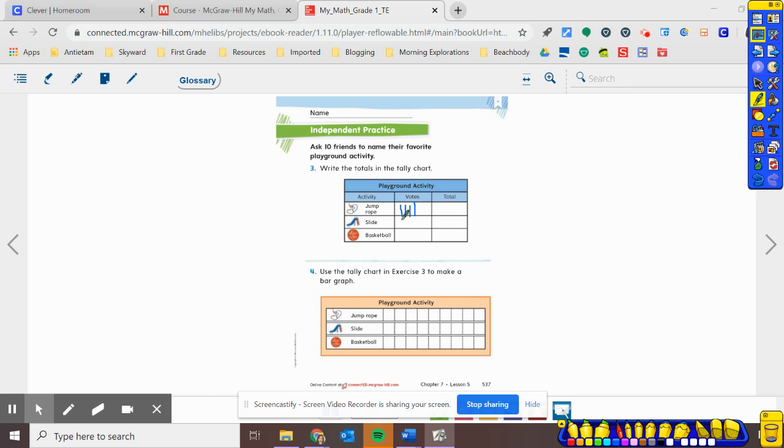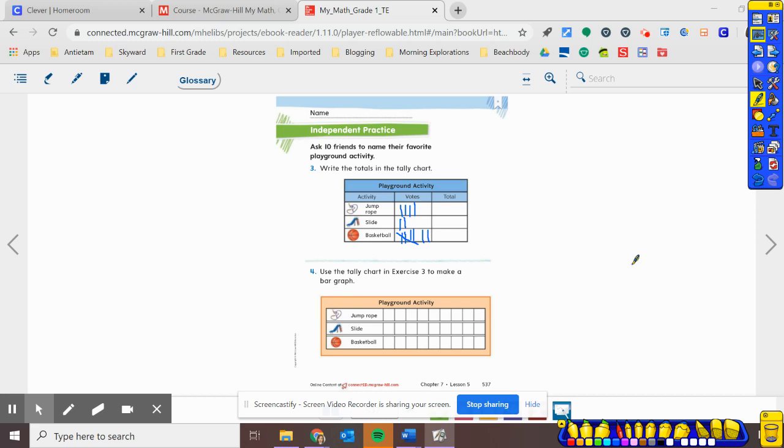For slide, 2 people voted for slide. So draw 2 tally marks. And for basketball, 7 people chose basketball. So 1, 2, 3, 4. Number 5, I cross. 6, 7.